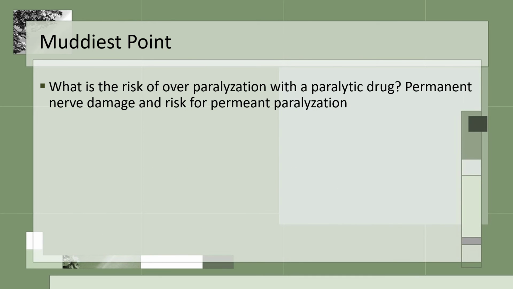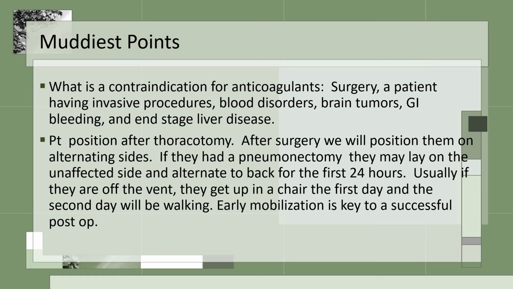What is the risk of overparalyzation with a paralytic drug? I found out it's permanent nerve damage and risk for permanent paralysis. Also, they can have a weakness associated with it long after their ICU stay.